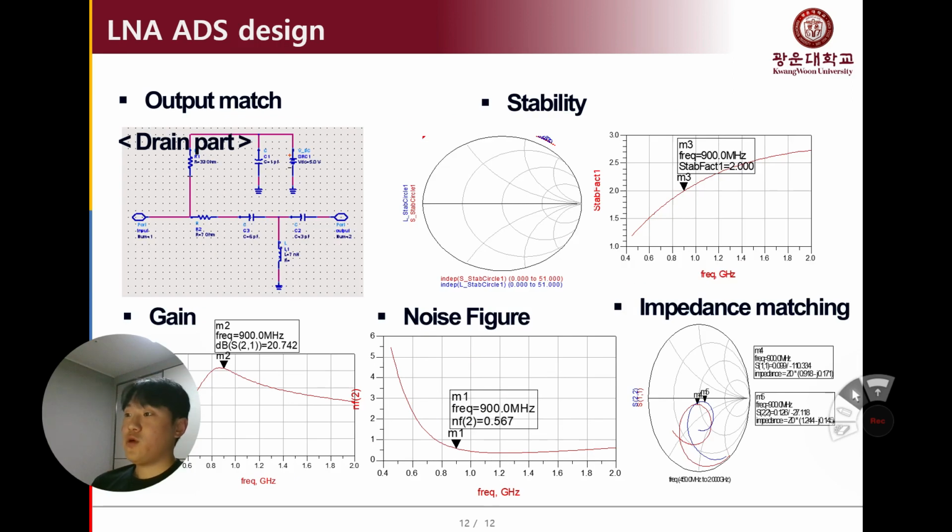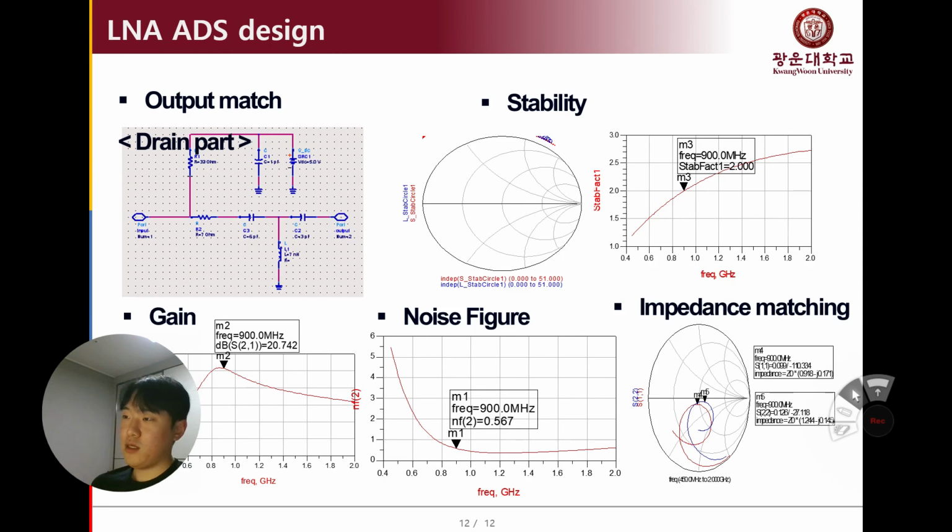The noise figure is not affected by the matching of the output. Therefore, the matching of the output stage results in a conjugate match that can achieve the maximum gain. At drain part, for output side matching a capacitor of 6 picofarad and an inductor of 7 nanohenry were added.